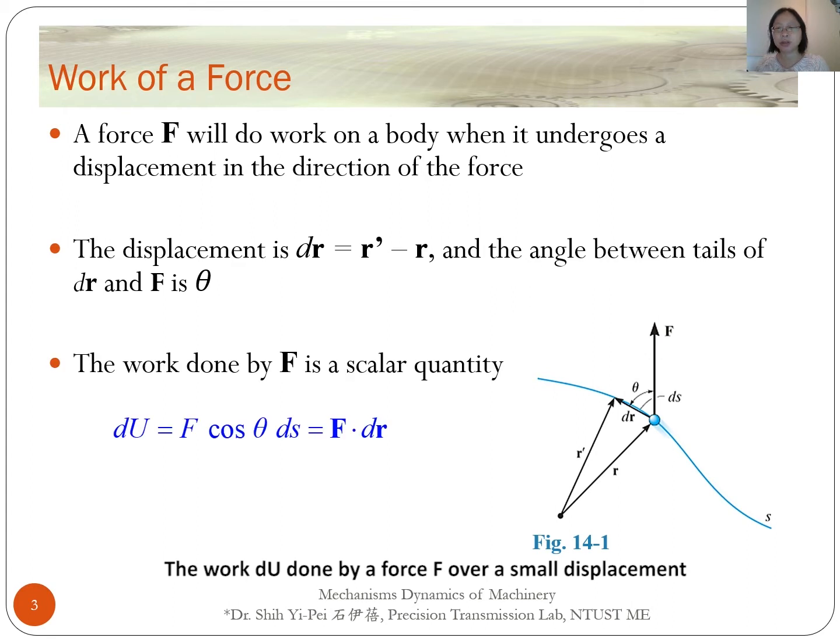The work dU done by a force F over a small displacement dr is a scalar quantity given by F times ds times the cosine of theta. We can also represent the work as the inner product of the force F and the displacement dr. The unit of work is newton meter, or joule in the metric system, and in the imperial system, it is foot-pound force.